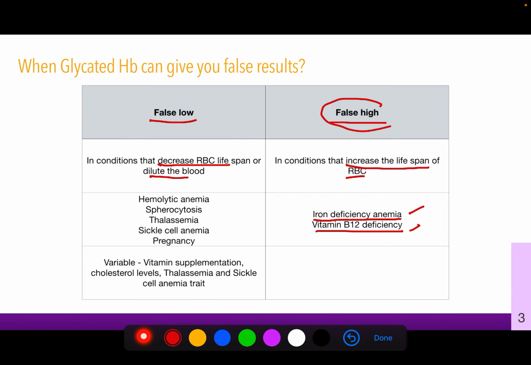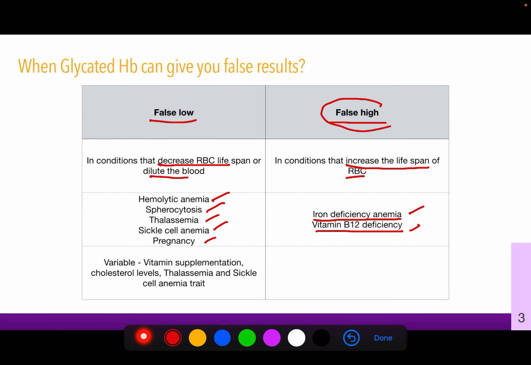Whereas any disease that reduces the lifespan of RBCs, like hemolytic anemia, spherocytosis, thalassemia disease, sickle cell anemia, and pregnancy. In pregnancy, what happens? The blood volume increases. That is why there is false low glycated hemoglobin.